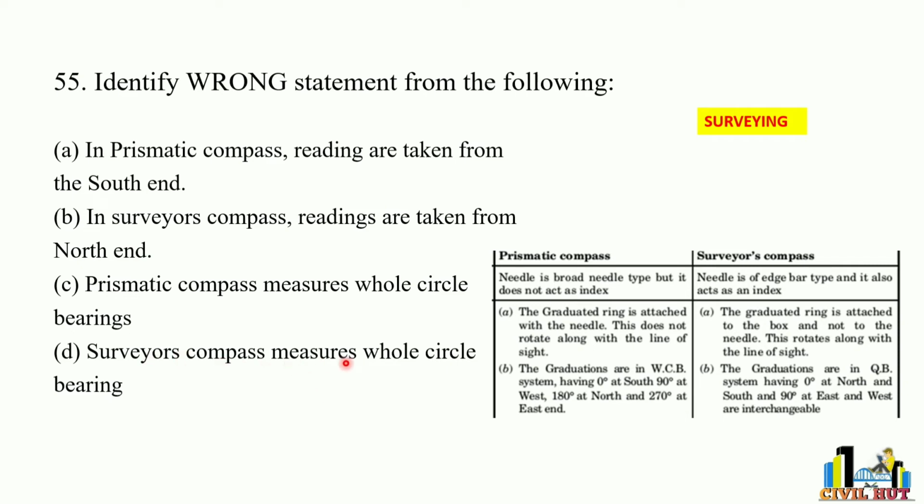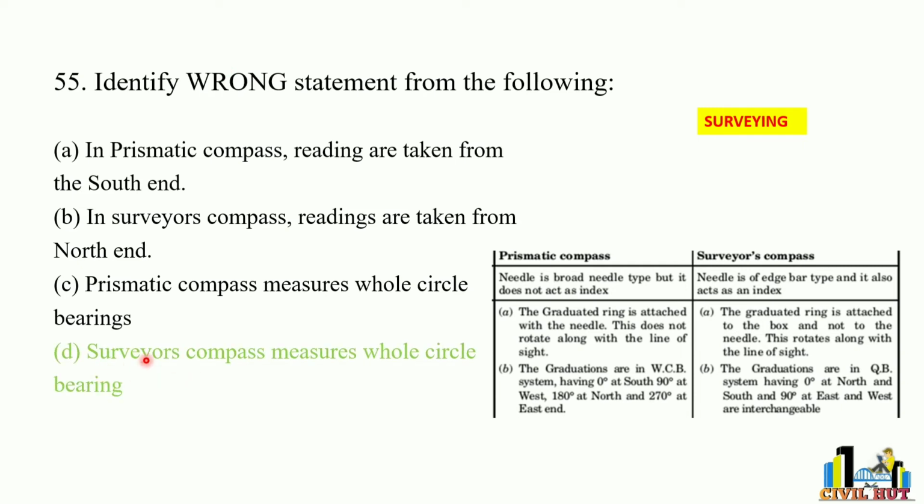Surveyor's compass measures whole circle bearing. Given whole circle bearing, but we know that it is measured in QB system, quadrantal bearing system. So option D is the wrong statement. Our answer is option D.